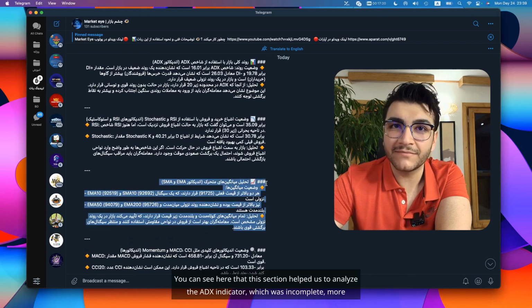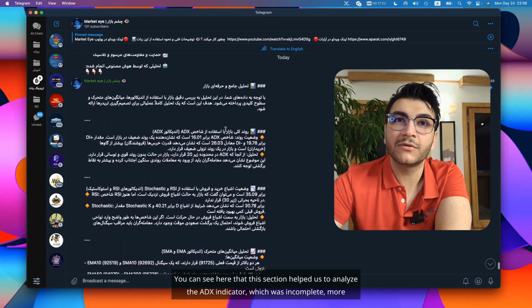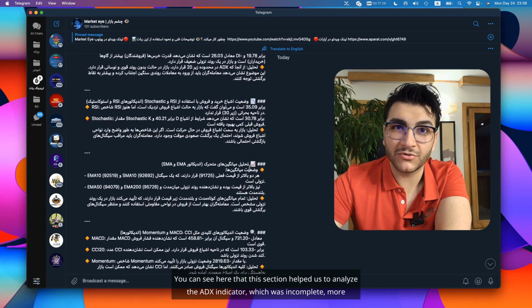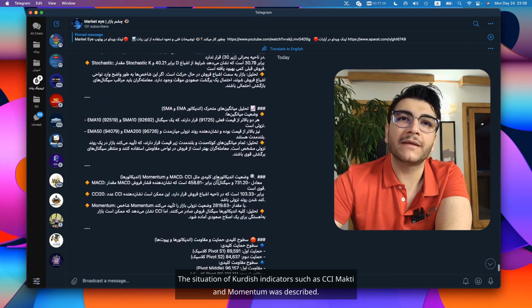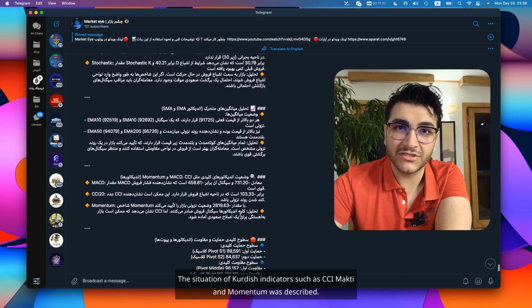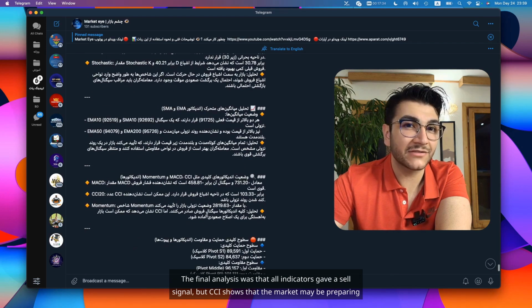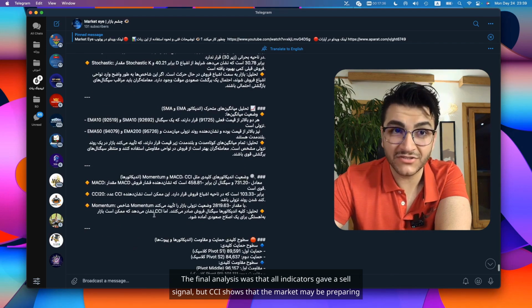You can see here that this section helped us analyze the ADX indicator, which was incomplete. More accurately, the situation of other indicators such as CCI, MACD, and momentum was described. The final analysis was that all indicators gave a sell signal, but CCI shows that the market may be preparing for a possible rally.